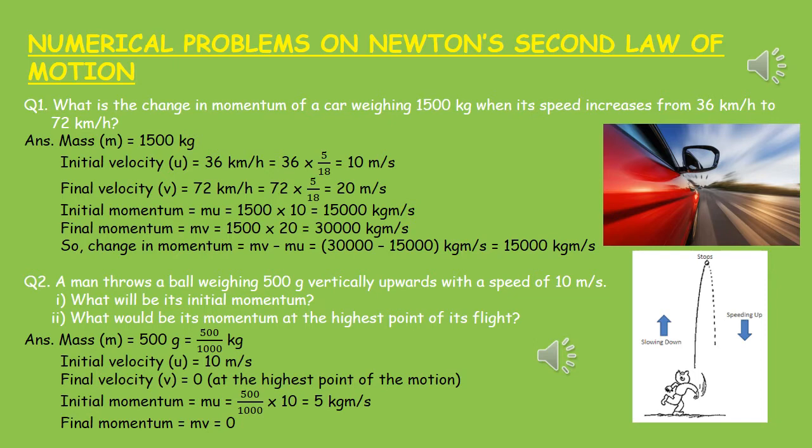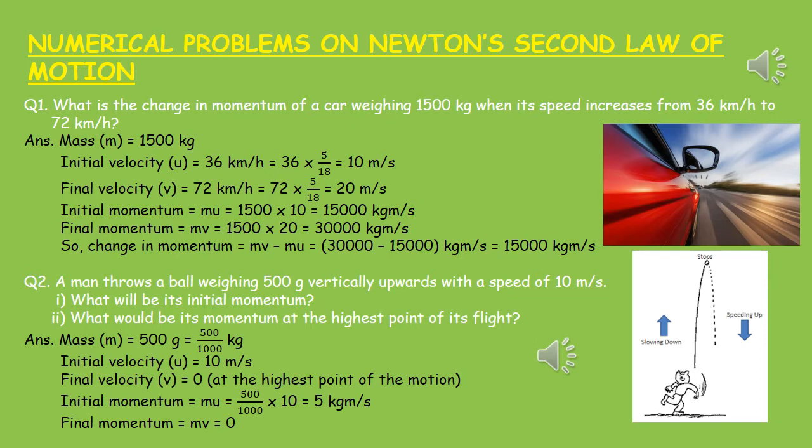Now first, as I taught you earlier also, you have to write down the given data along with symbol and SI unit. If it is not given in SI unit, you have to convert to SI unit. So mass M is equal to 1500 kg. Kg is SI unit, no need to convert. Initial velocity U is equal to 36 km per hour. So this is not SI unit, we have to convert it into meter per second. SI unit of velocity is meter per second.